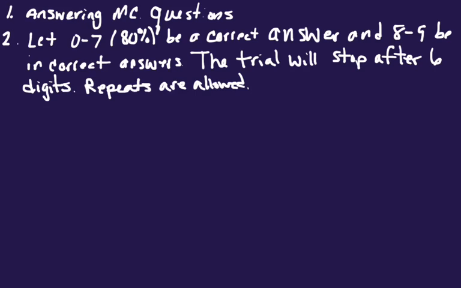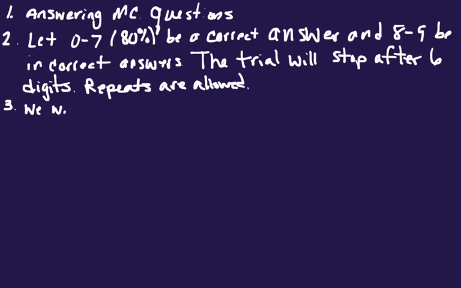Our trial is going to stop after 6 digits because we only have a 6-question quiz, so we're only going to have 6 questions at a time. Repeated numbers are allowed because a number is a generic response. It isn't specific to any specific answer. It simply means it's either correct or incorrect.